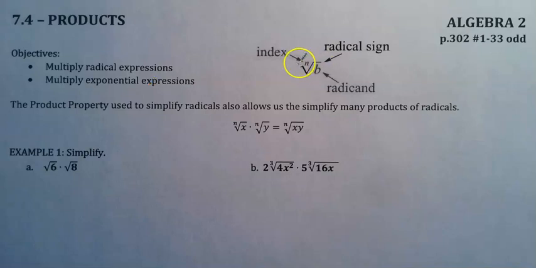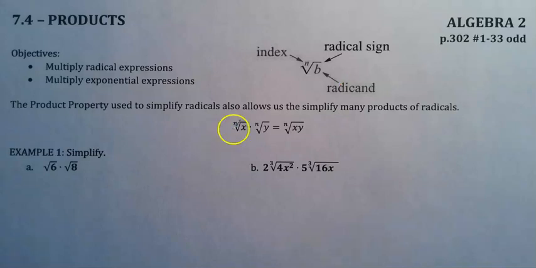So just a reminder, first step, okay, if we look at the radical expression, the number here is our index, so the n. We have the radical sign, and the number under the radical sign is the radicand. All right, we're going to use the product property to simplify radicals. Okay, it also allows us to simplify many products of radicals.